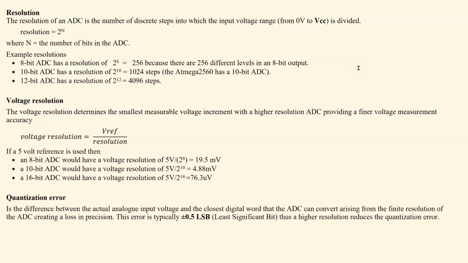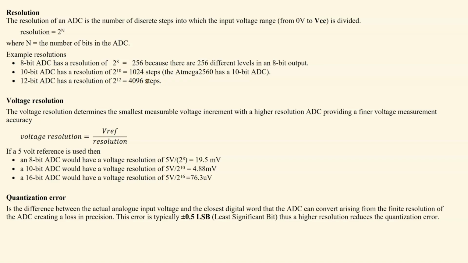The resolution of an ADC is the number of steps the ADC can divide the input voltage range into. It's shown by this formula. Resolution is equal to 2 to the power of n, where n is the number of bits in the ADC. So if we look at examples, an 8-bit ADC will have 256 steps. The 10-bit ADC will have 1024 steps, and the ATmega2560 has a 10-bit ADC. A 12-bit ADC has a resolution of 4096 steps.